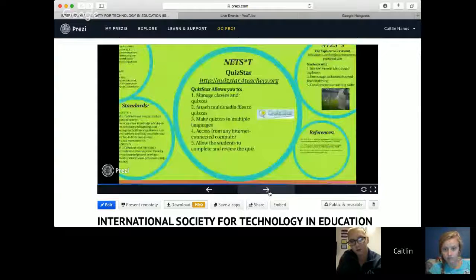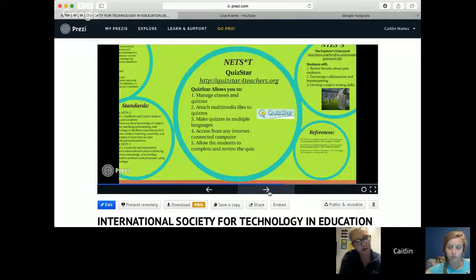The first lesson to go along with these standards is not really a lesson, but more of a resource that goes along with the teachers, called QuizStar. QuizStar allows you to manage your class and provide them with online quizzes. You can attach different multimedia files to these quizzes. You can make them in multiple languages if you have students who are English as a second language learners. It makes it easier for them to understand what you're teaching them.